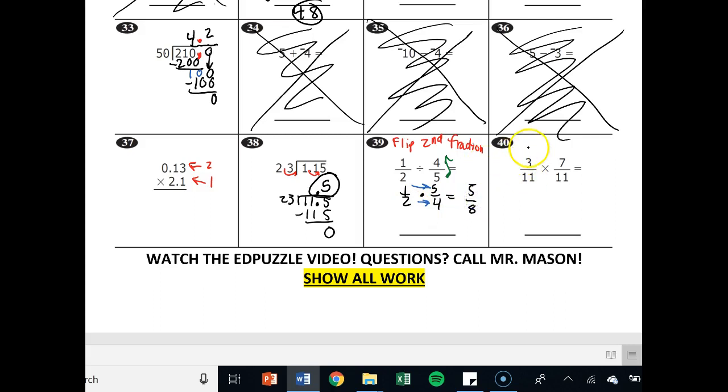All right, 40 I'll leave on your own because it's multiplying fractions, which is multiplying straight across, which you can do. That's it. Call me if you have questions.